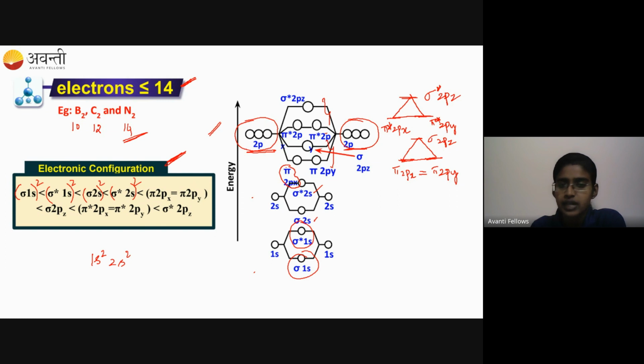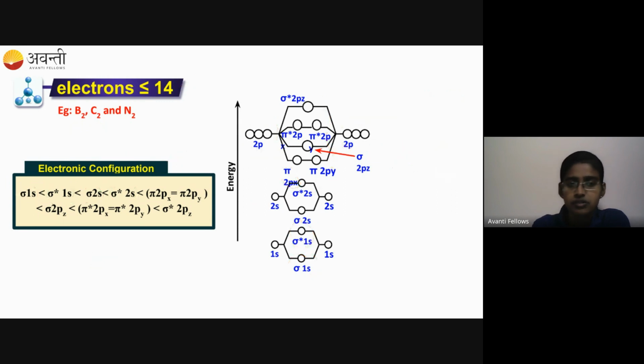How to do it for nitrogen? What is the atomic number of nitrogen? 7. And for 2 nitrogen atoms, we will have 14 electrons. What is the electronic configuration for nitrogen? It is 1s2, 2s2, and 2p3. So let me take this as the energy level diagram for nitrogen. These are the nitrogen molecular orbitals and these are the atomic orbitals of nitrogen.